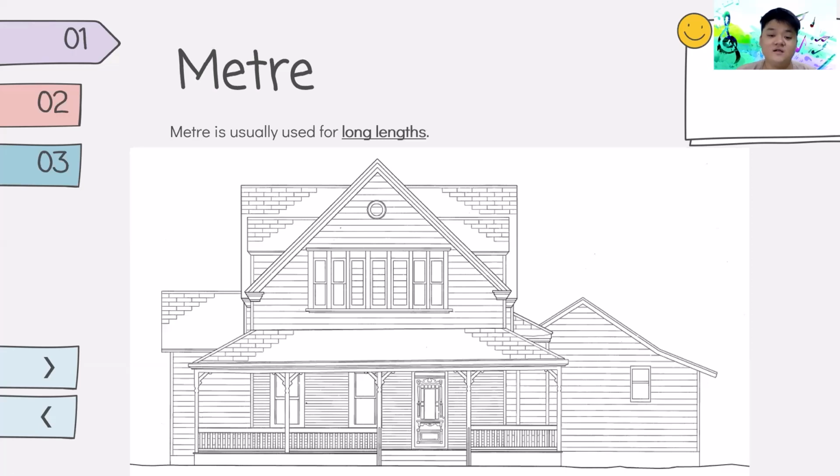So for example, let's look at this house over here. This house has 2 stories and whatnot, right? So let's look at the length of the roof. Over here, since it is very long, we cannot use centimeter because centimeter is very small.